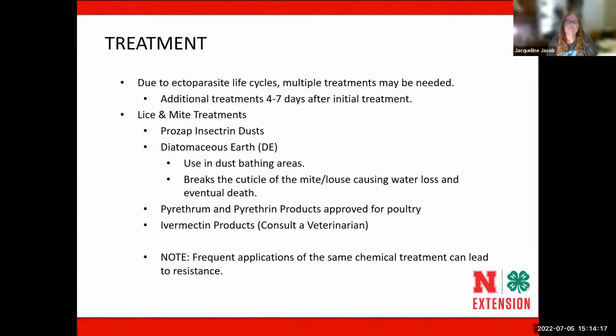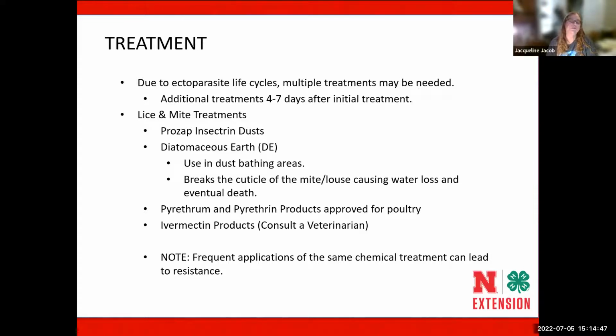And it works by being an abrasive that breaks up the cuticle of the mite or the lice, causing water loss and eventual death. It is also a desiccant, so it also dries out the birds as well. So that can be a method of functioning as well. So if you use diatomaceous earth, again, it is not the sole material. You have to be very careful handling it.